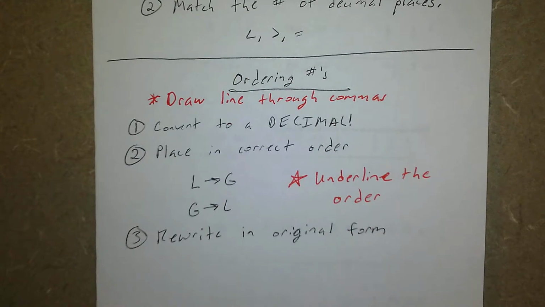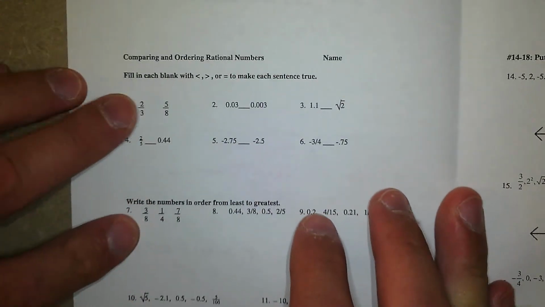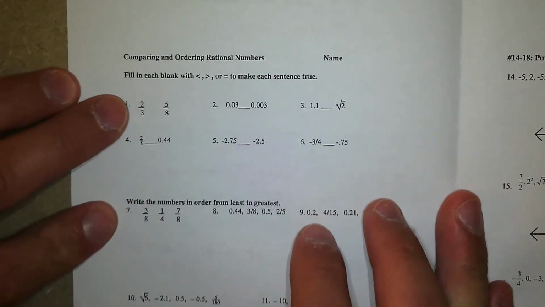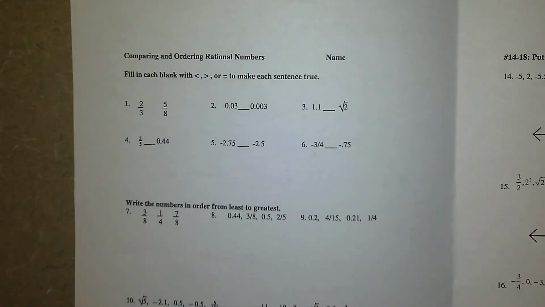Okay, so now we're going to go over a few examples. Let's work on this side first. We're going to look at these numbers here. So I have 2/3 and I have 5/8. So we need to compare 2/3 to 5/8. Well, we need to convert those to decimals first.